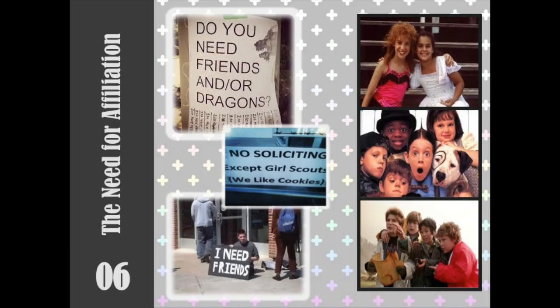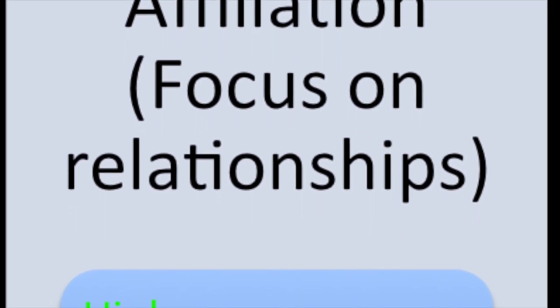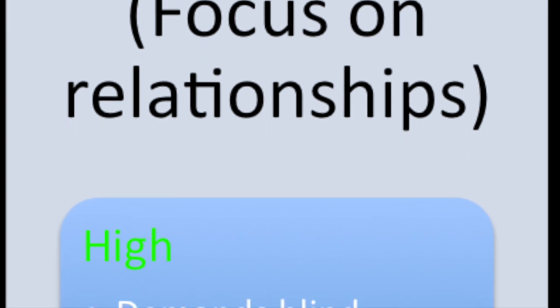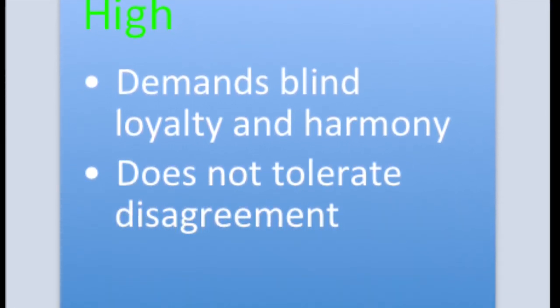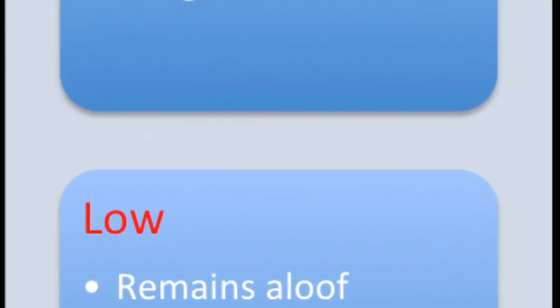The next need is the need for affiliation, which could be defined as the need for friendly social interactions and relationships with other people. People that might have a high need for affiliation would be like the homecoming king or queen, Girl Scouts, Boy Scouts, people who really seek out popularity and for whom it is very important. So people with a high need for affiliation tend to be particularly sensitive to their relationships with others. They seek to be liked by others and held in high regard. They prefer to be with their friends the majority of the time.